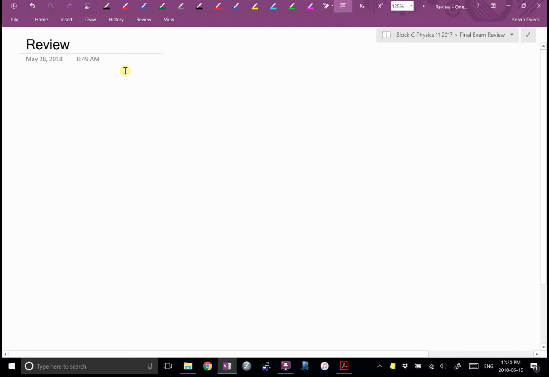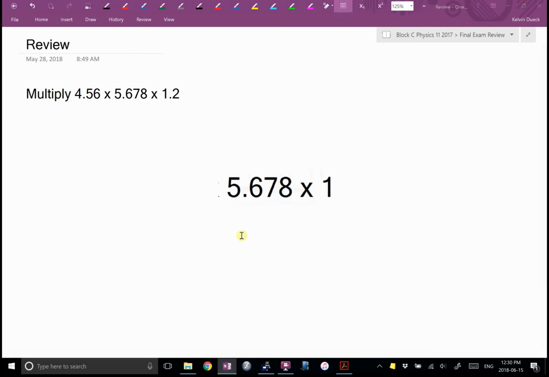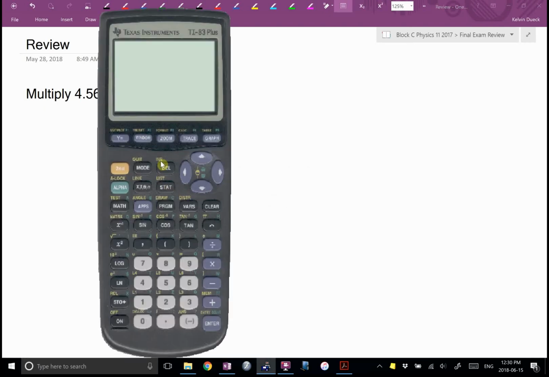There's going to be a total of like 3 or 4 questions on sig figs. So if I said to you, multiply 4.56 times 5.678 times 1.2, how would you do that? First thing you would all do is type that into your calculator. I have no idea what the answer is. And you type it into your calculator before rounding anything off.